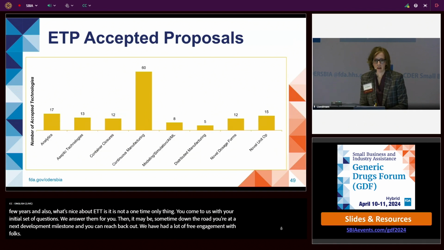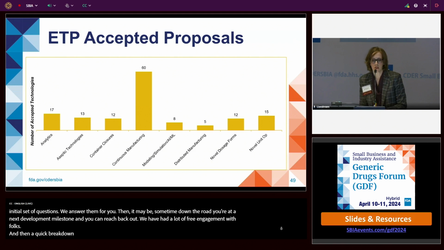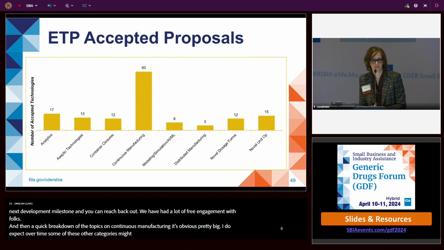And then just a quick breakdown of the topics that we've generally received proposals on. Continuous manufacturing is obviously pretty big. I do expect over time that some of these other categories might increase, like distributed manufacturing.